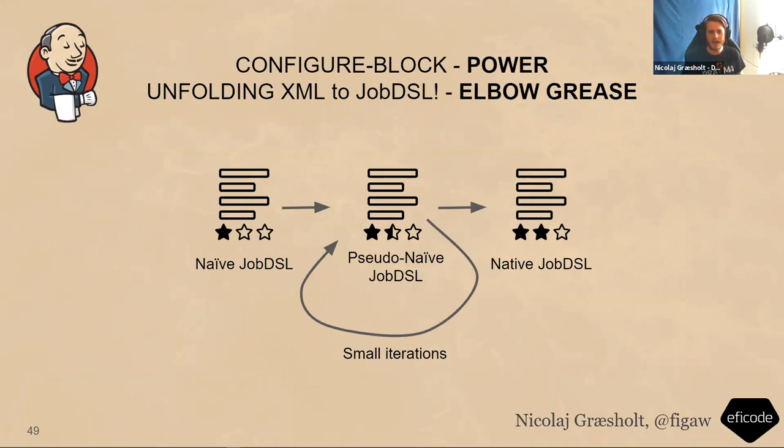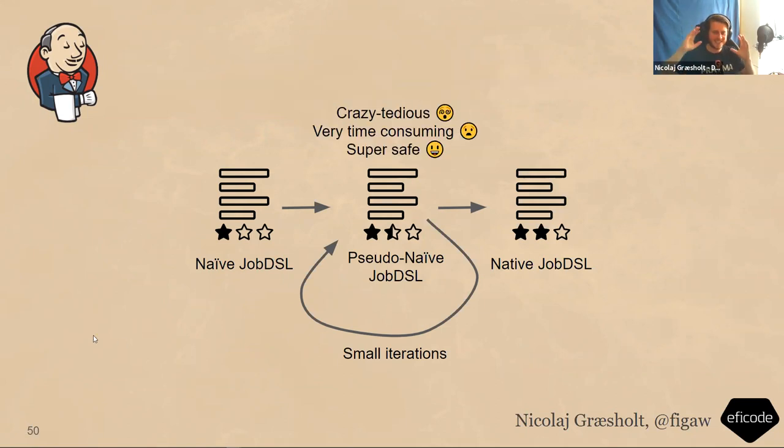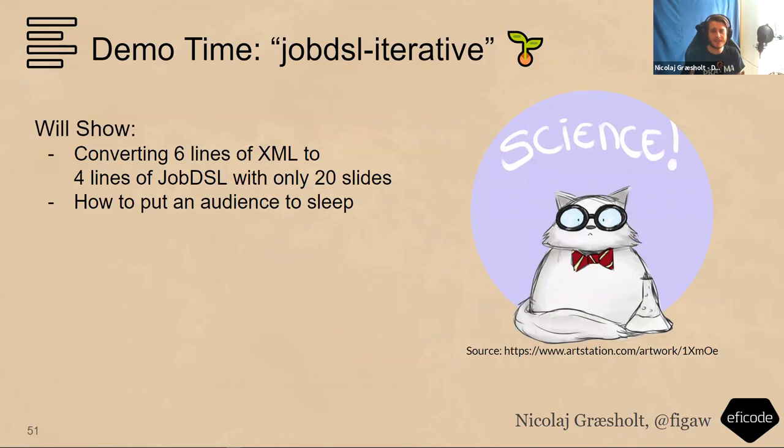And I tried it, and it turns out it is just crazy tedious. It's very time consuming, but it's a super safe way of doing the conversion, because you are taking small steps, and software developers sometimes like doing small steps to have a safe way of refactoring. But at other times you might be able to comprehend taking bigger steps at a time and getting further at a time. So without further ado, I'm going to show you the JobDSL iterative demo, converting 6 lines of XML to 4 lines of JobDSL with only 20 slides, and how to put an audience to sleep.